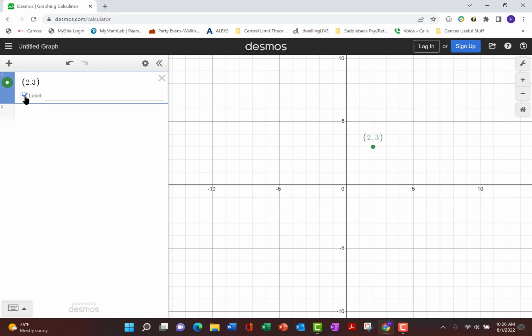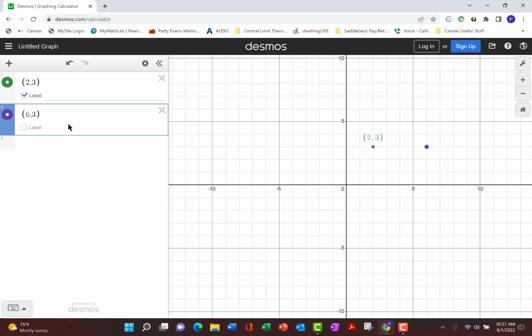In Desmos, I can have it labeled. So I just plotted the point (2, 3), which means from this middle value called the origin, you would go right 2 in the x direction and up 3 in the y direction. Let's plot a few more ordered pairs.